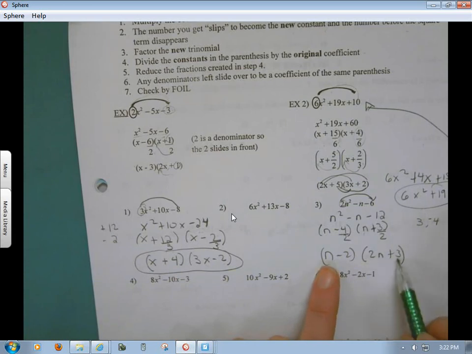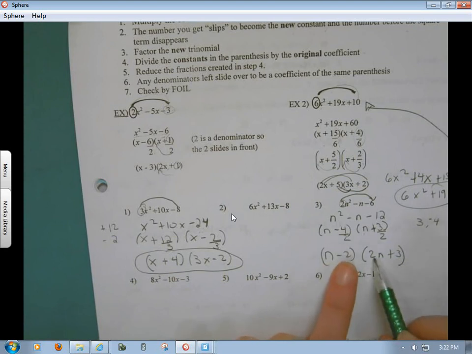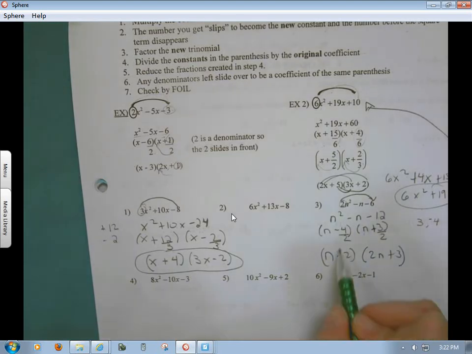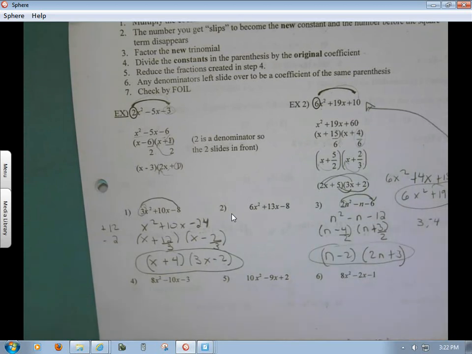Positive 3n and a negative 4n is going to give you a negative n, and a negative 2 times a positive 3 gives you a negative 6. So that's our answer there.